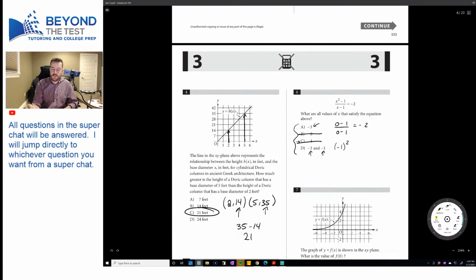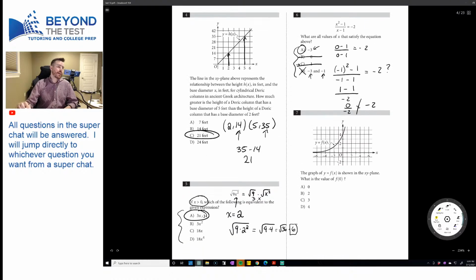If I did negative 1 squared minus 1 over negative 1 minus 1, I want to see, does that equal negative 2? Okay, well, negative 1 squared would be 1. 1 minus 1 over negative 1 minus negative 1, being negative 2. But we know 1 minus 1 is just 0. 0 over negative 2 does not equal negative 2. So that will not work, which means for number 6 here, our answer has to be A.